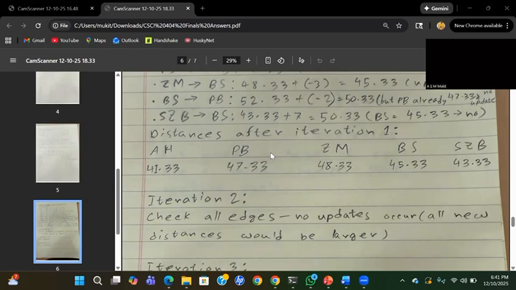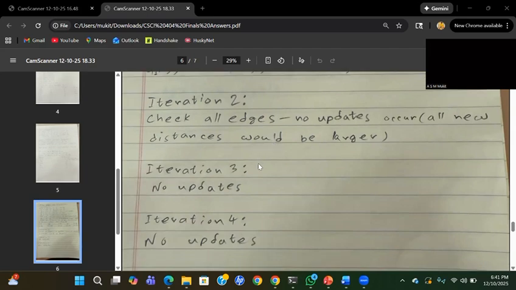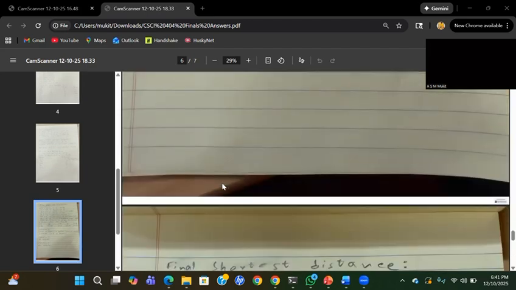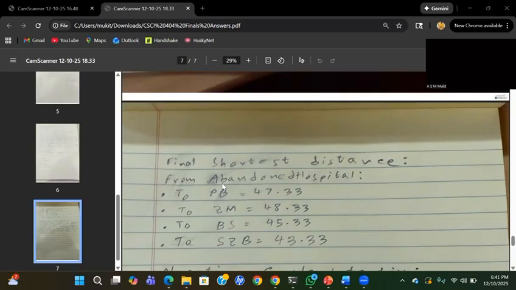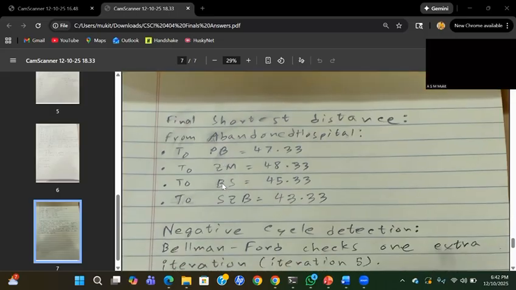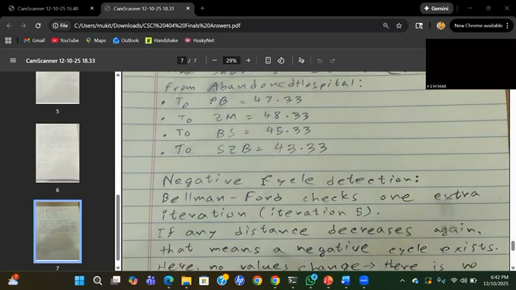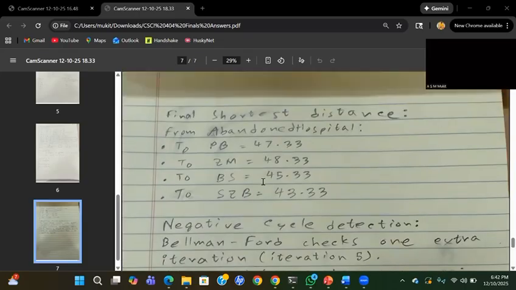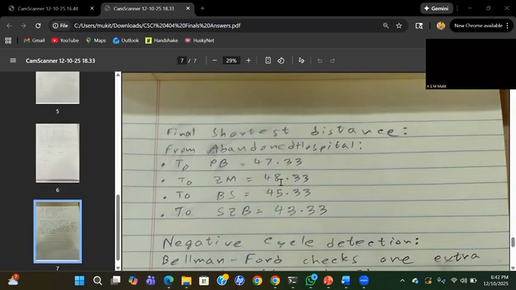I checked all three edges again during iterations 2, 3, and 4, and no more distance updates were seen. So the shortest paths had been found. The final distances were PB 47.33, ZM 48.33, BS 45.33, and SGB 43.33.